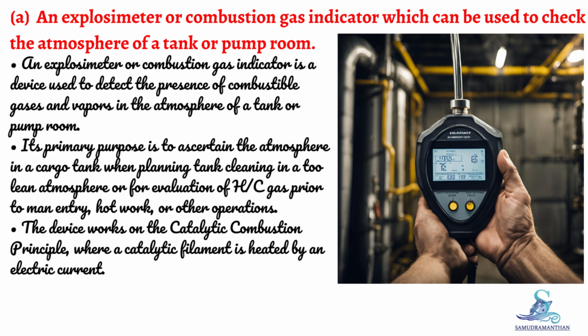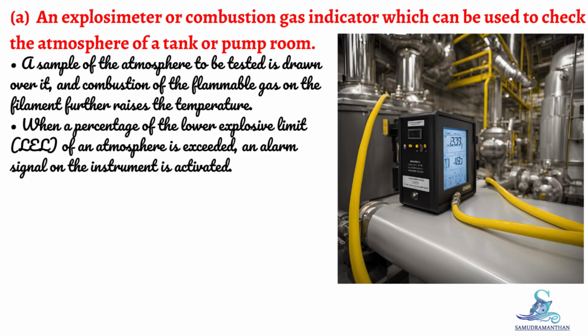The device works on the catalytic combustion principle, where a catalytic filament is heated by an electric current. A sample of the atmosphere to be tested is drawn over it, and combustion of the flammable gas on the filament further raises the temperature. When a percentage of the lower explosive limit, LEL, of an atmosphere is exceeded, an alarm signal on the instrument is activated. Let's move to the next part of the question.